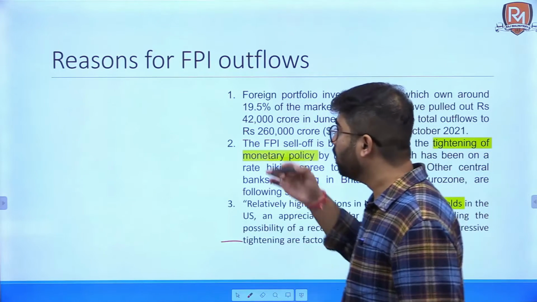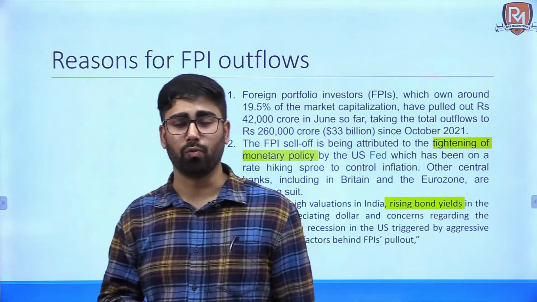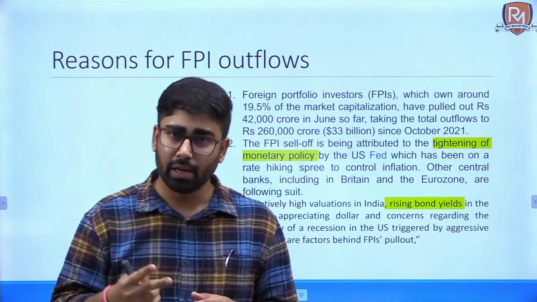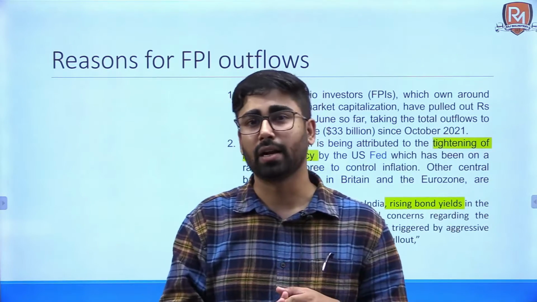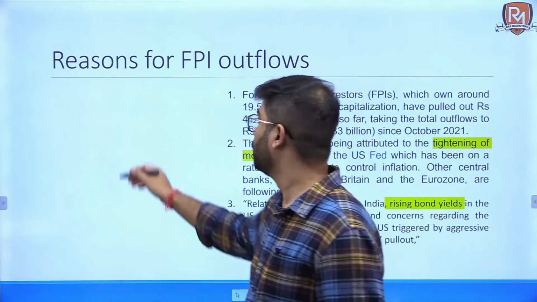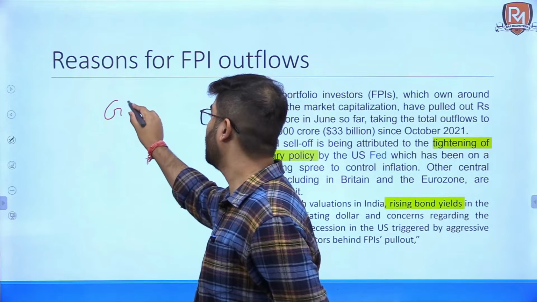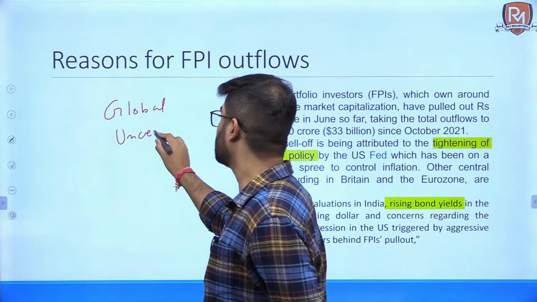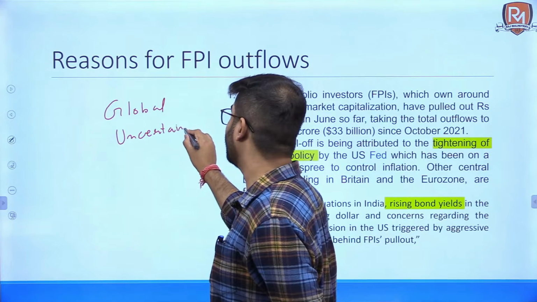ठीक है. नाउ व्हाट आर द रीजंस ऑफ एफपीआई आउटफ्लोज? देखो, टू इंपॉर्टेंट रीजन है. आप कोई भी एडिटोरियल पढ़ो, दो इंपॉर्टेंट रीजन निकल कर आएंगे. फर्स्ट इज द ग्लोबल अनसर्टेनिटी. ग्लोबल uncertainty because of रशिया यूक्रेन क्राइसिस.